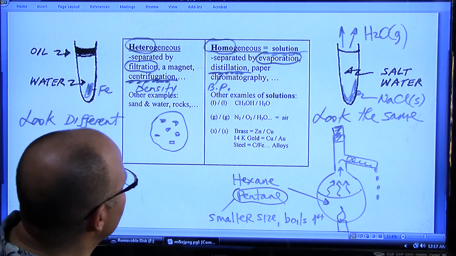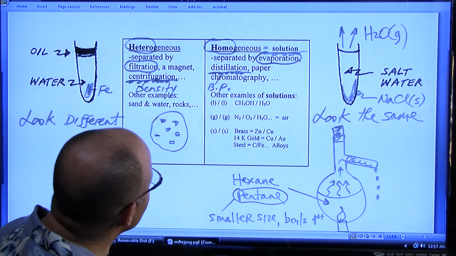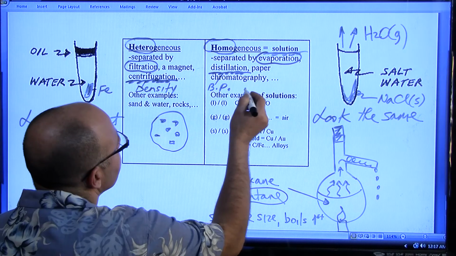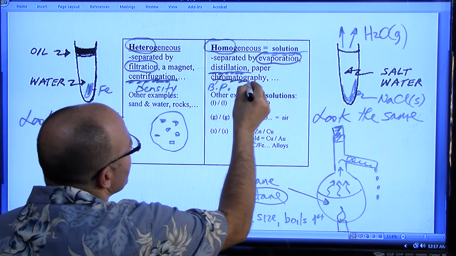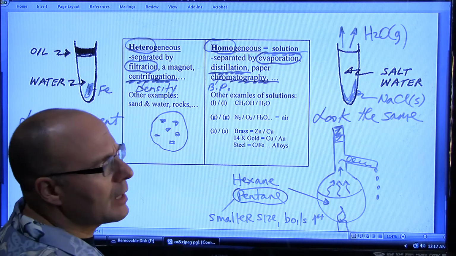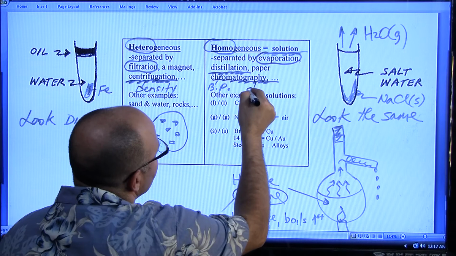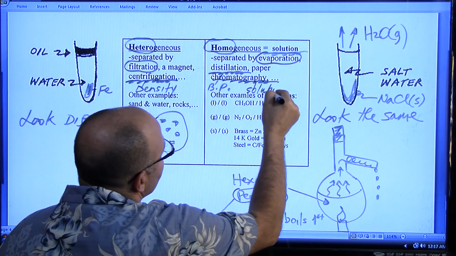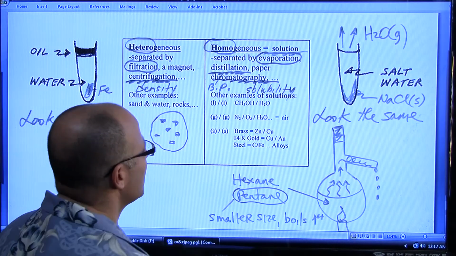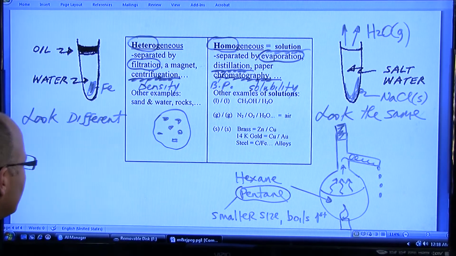Another method of separating the components of a solution would be paper chromatography. Now the way this works is by a difference in solubility. Probably remember paper chromatography from junior high. I doubt you did it in high school.